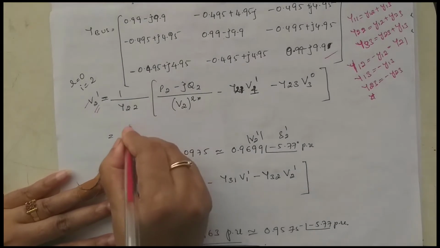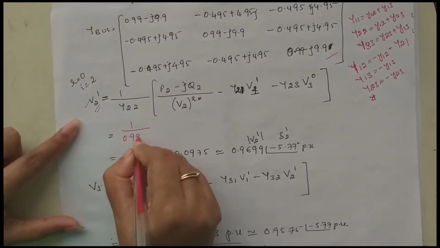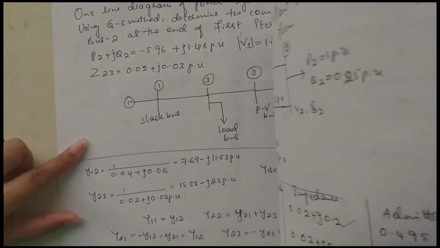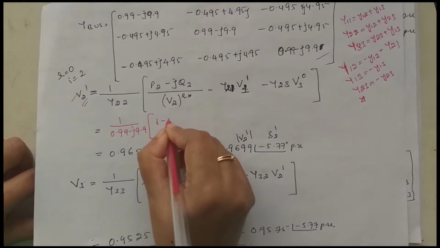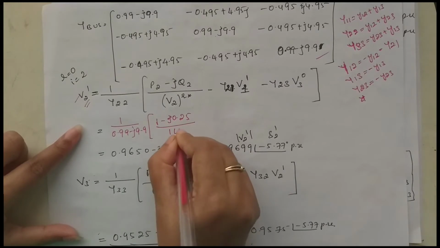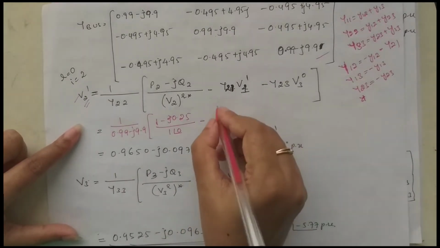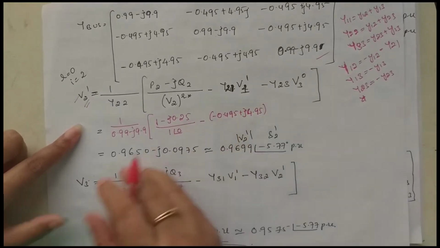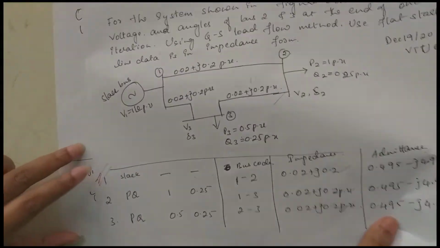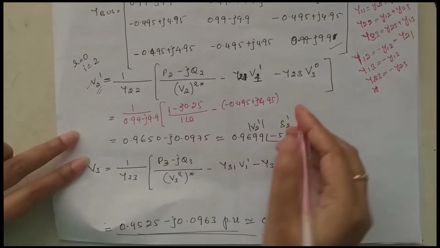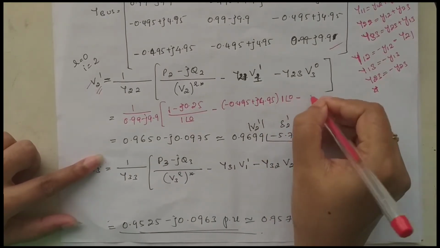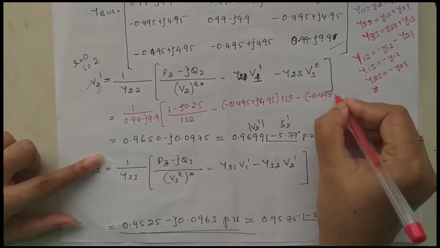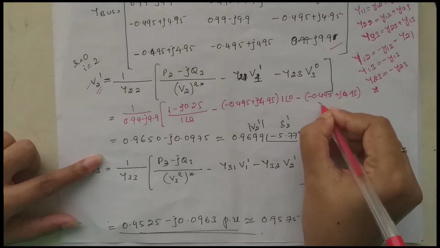1 divided by Y22 value 0.99 minus j9.9, times P2 minus jQ2, which is 1 minus j0.25, divided by V2(0), 1 at an angle 0, minus Y21, which is 0.495 plus j4.95, times V1 which is given as 1 at an angle 0, minus Y23, which is minus 0.495 plus j4.95, times V3(0), 1 at an angle 0.